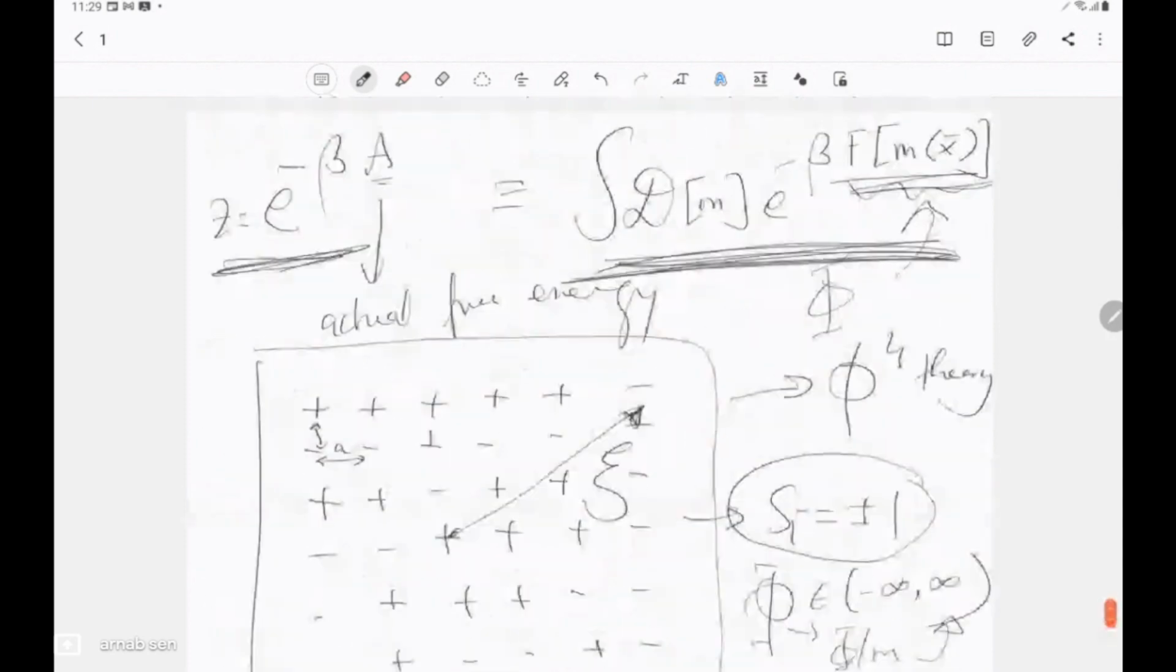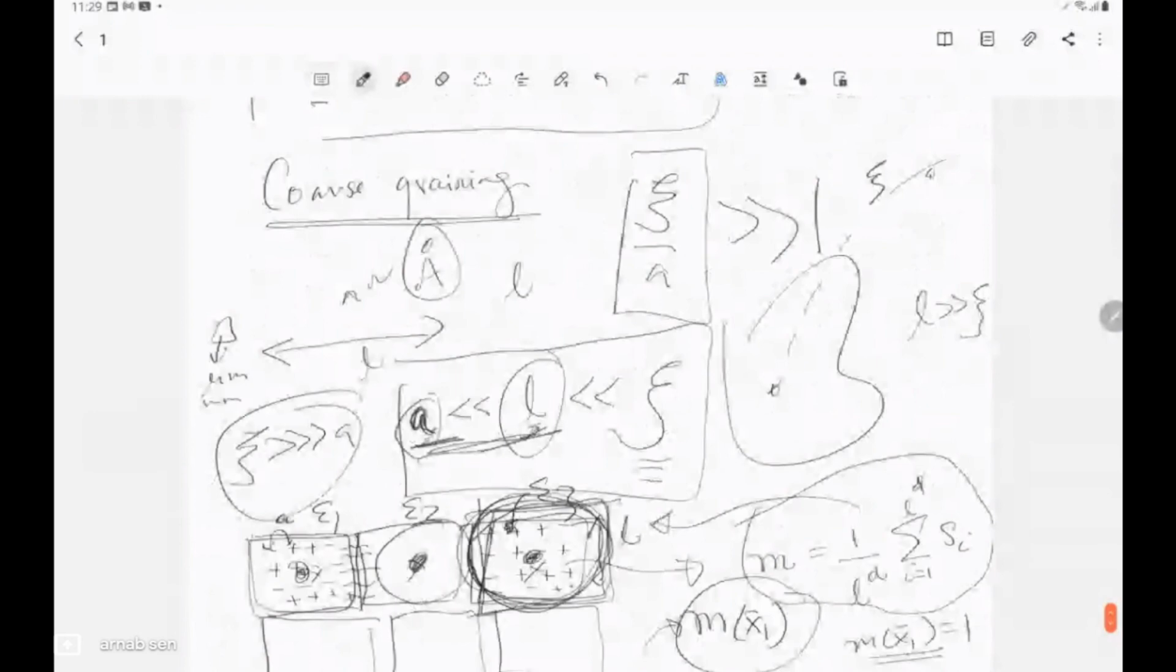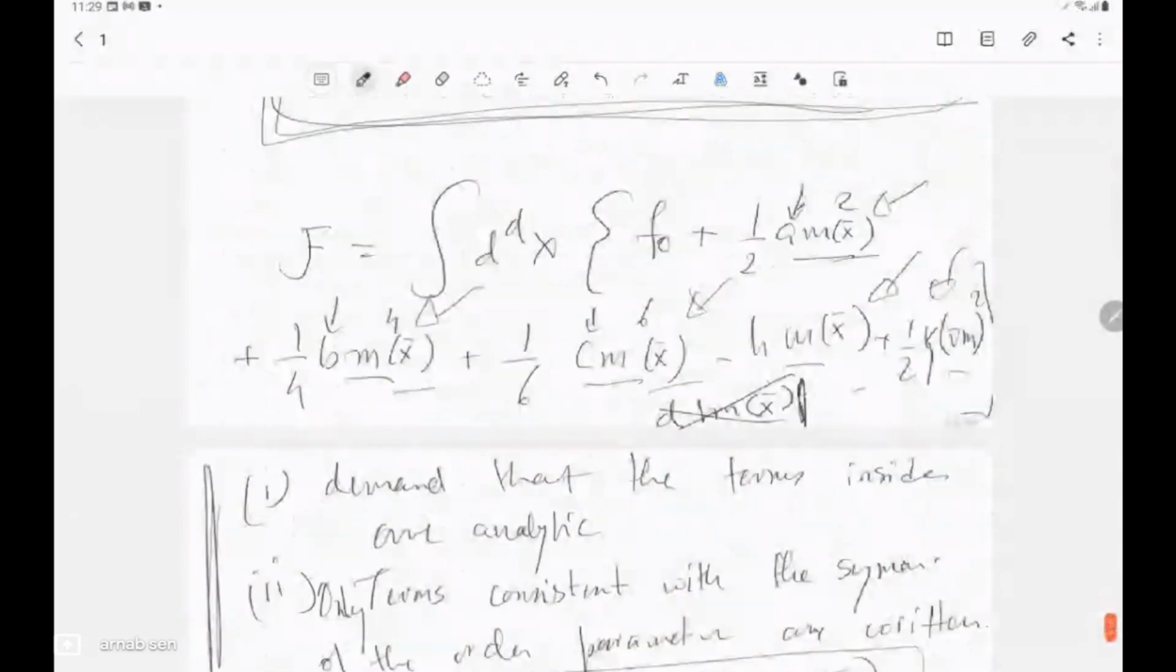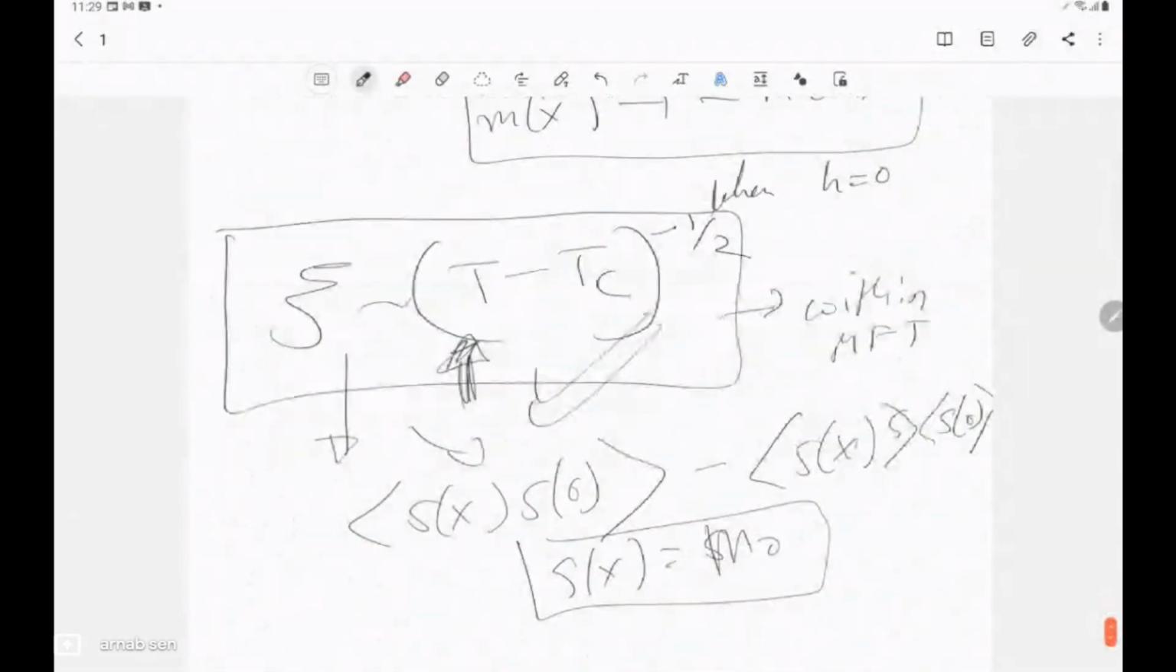The short-term goal is to derive this result for the correlation length. Earlier we could not even define this in principle because there was no spatial structure in my theory. But now I can define this because this m of x is a function of space. So I can define correlation functions like this.